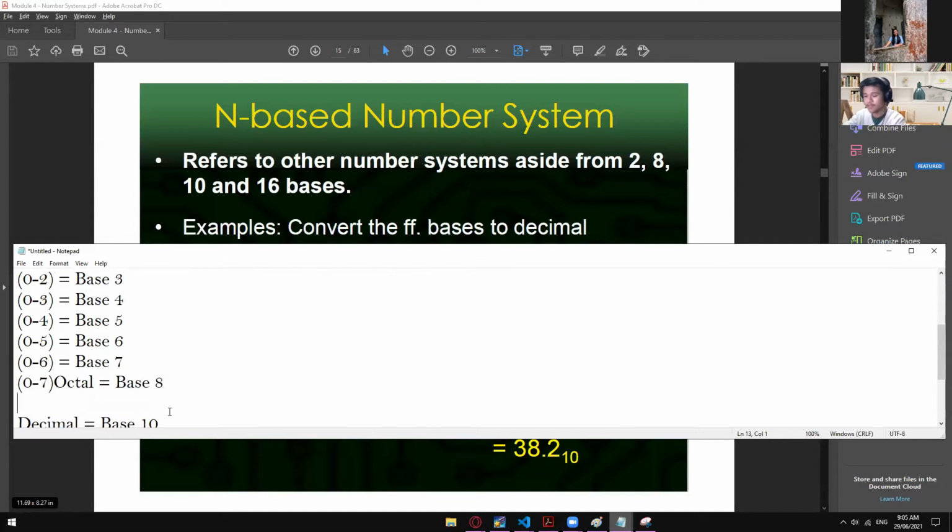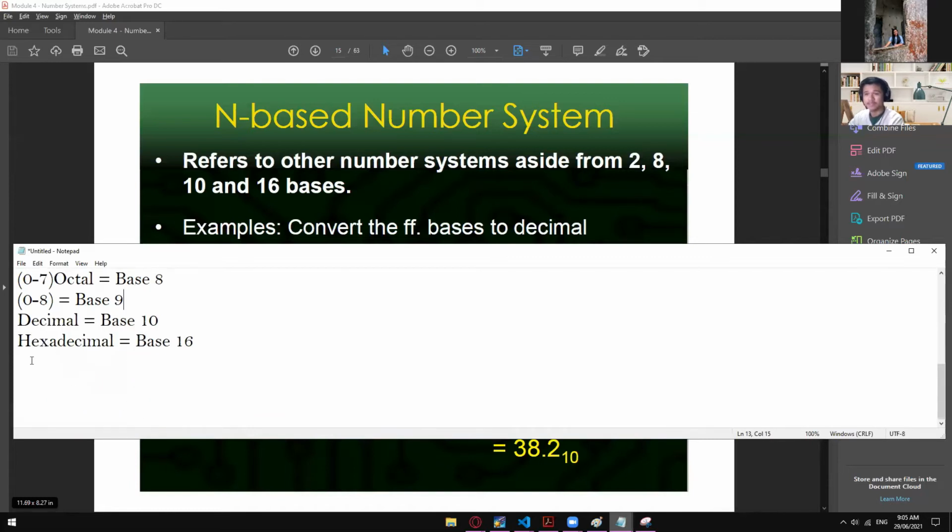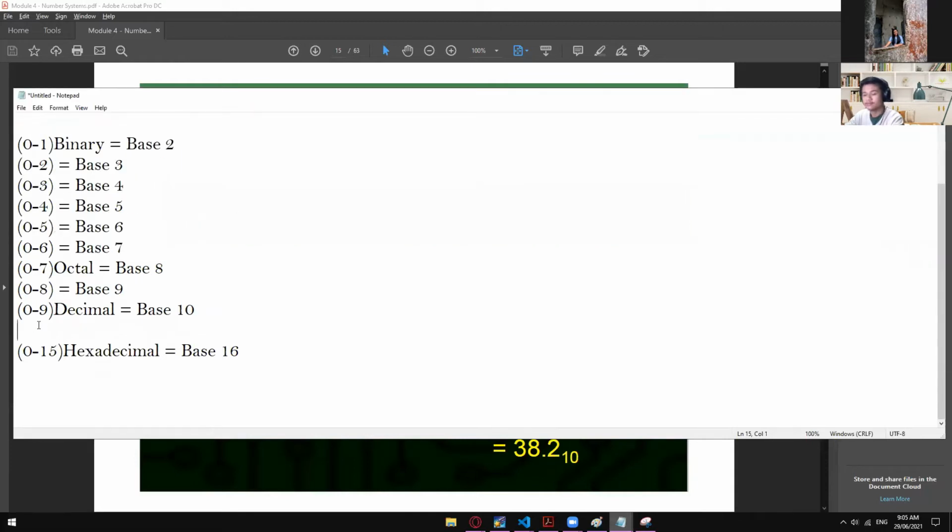If you have 0 to 8, sorry for that, this one now is called base 9. And for the decimal, of course, this one is 0 to 9. And for the hexadecimal, this one is of course 0 to 15.